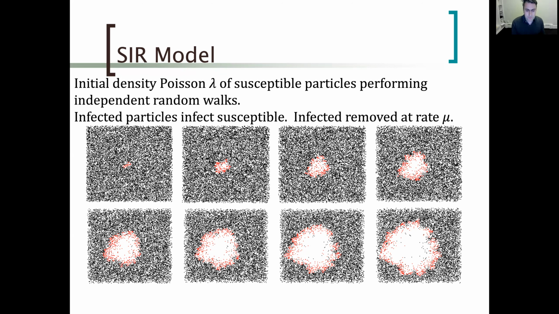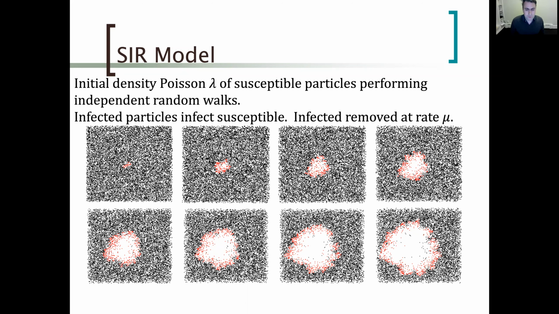And so when a susceptible and infected individual meet, the susceptible one becomes infected. And so the infection can potentially spread over time. But the infected ones also get cured and become either removed or recovered. And we say that this happens at rate mu.